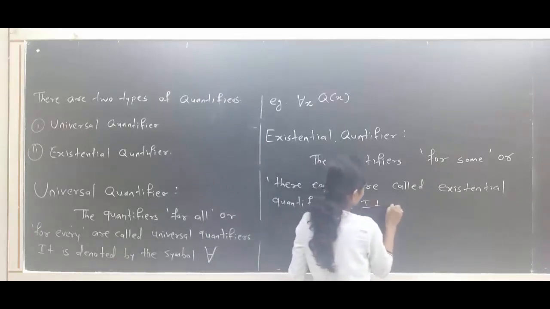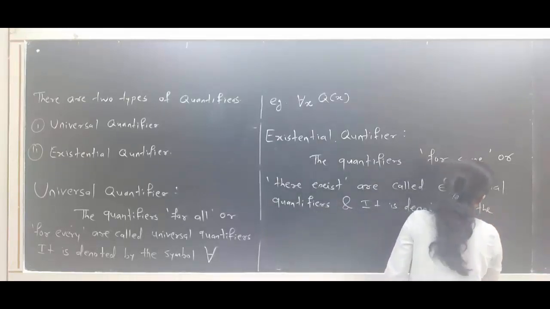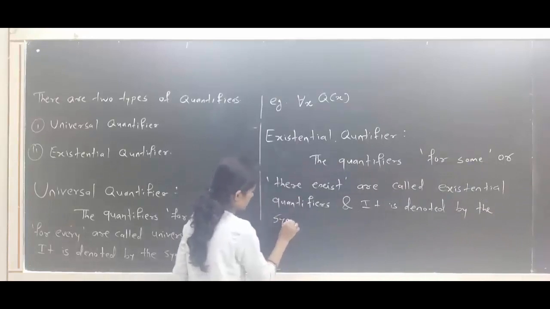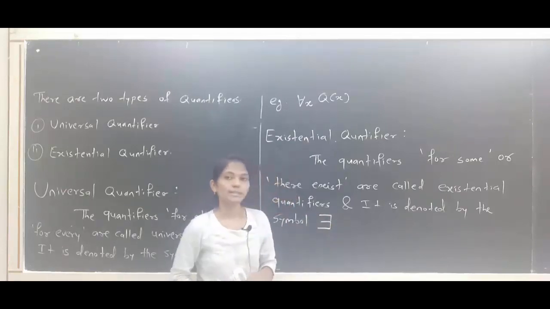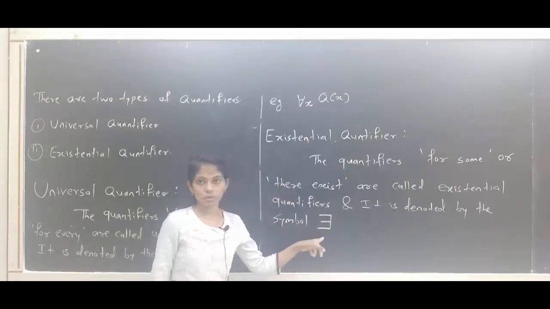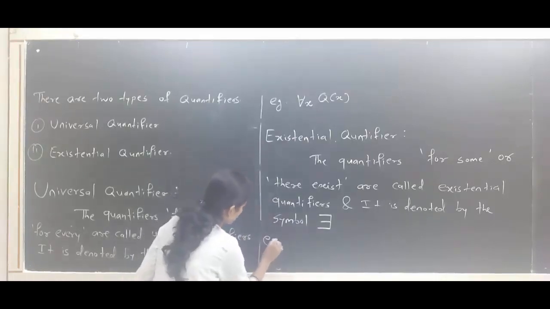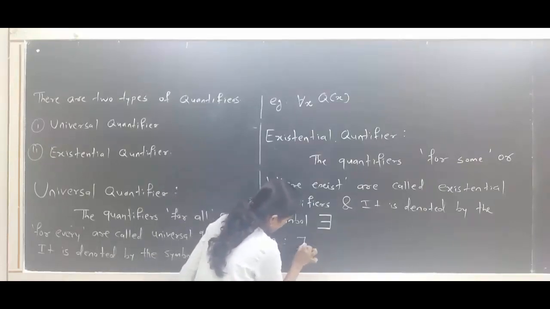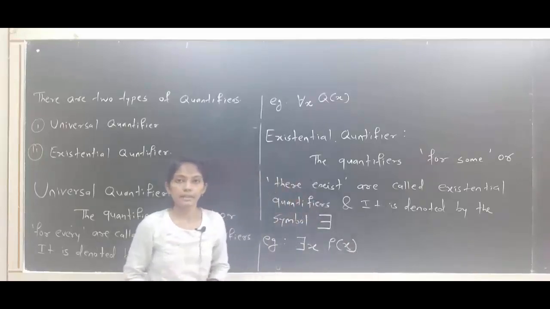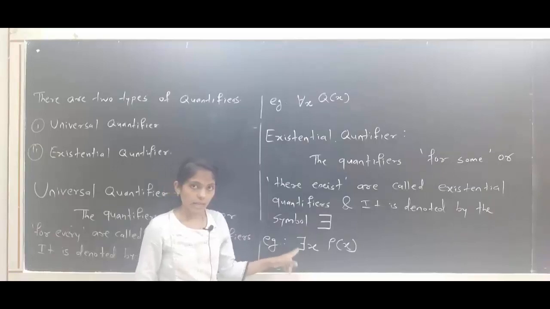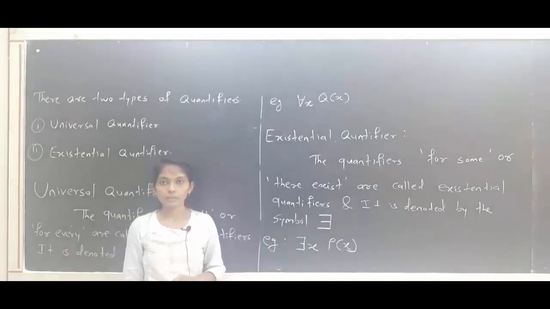And it is denoted by the symbol this. So this symbol is called as there exist or for some. So this symbol is used for existential quantifier. For example, so we read it as there exist x, p of x, right? So get it this?